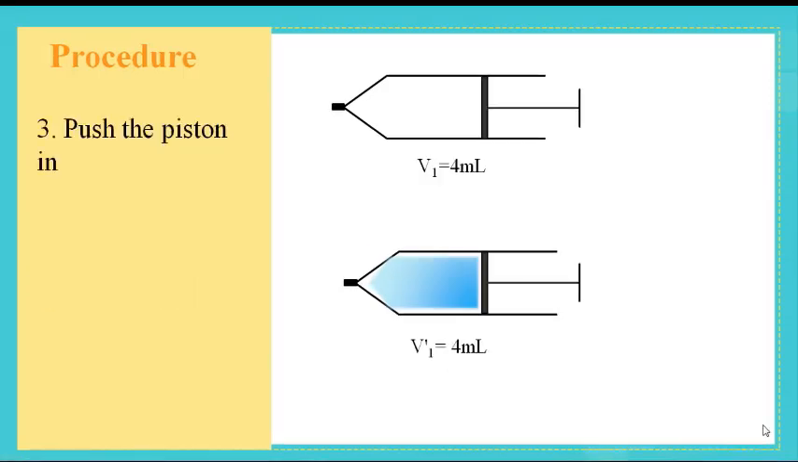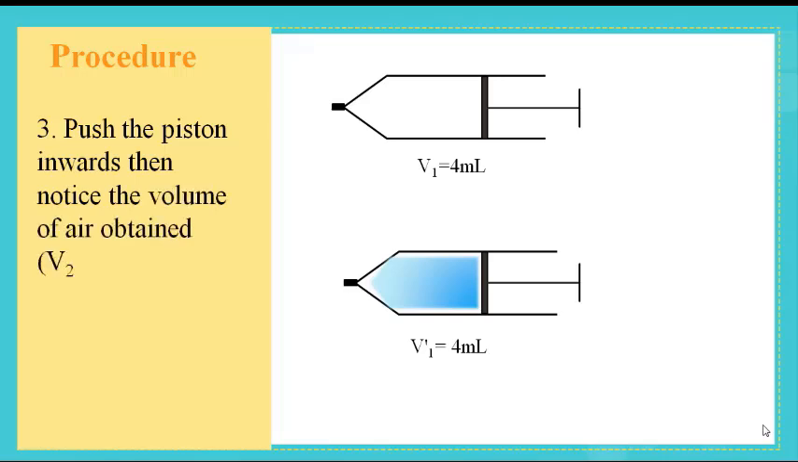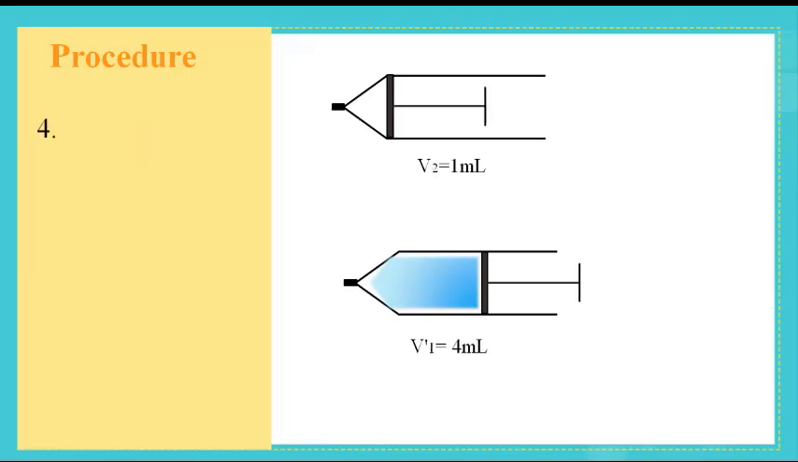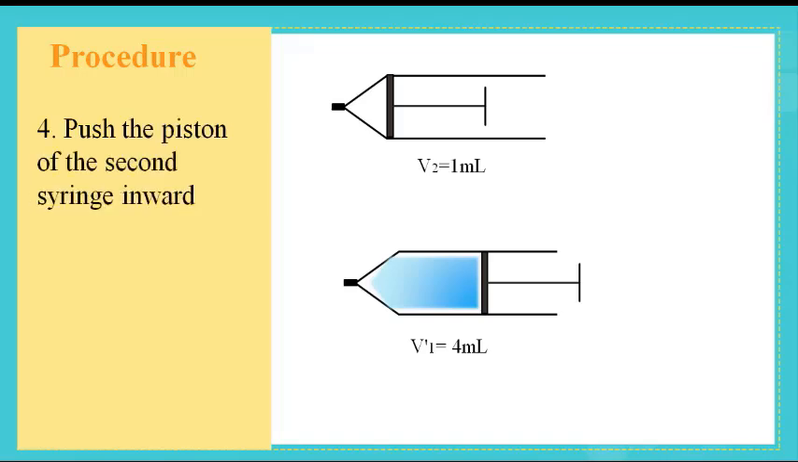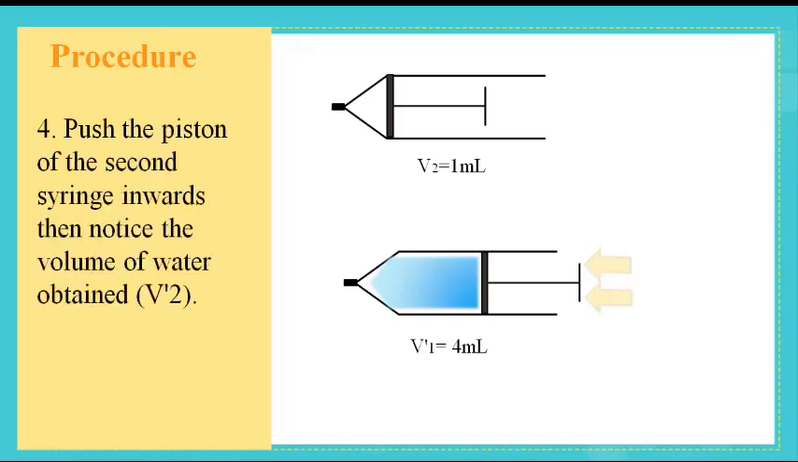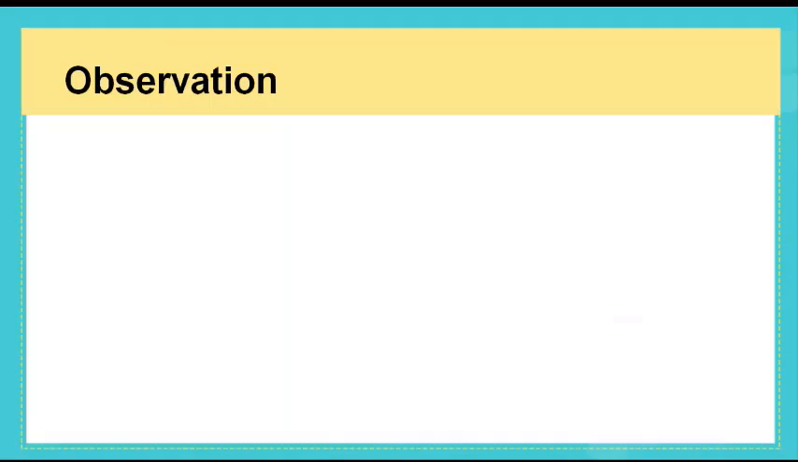After that, push the piston of the first syringe inwards. The volume of air obtained V2 is equal to 1 milliliter. And now, push the piston of the second syringe inwards. The volume of water remains the same, so V'2 is equal to 4 milliliter.